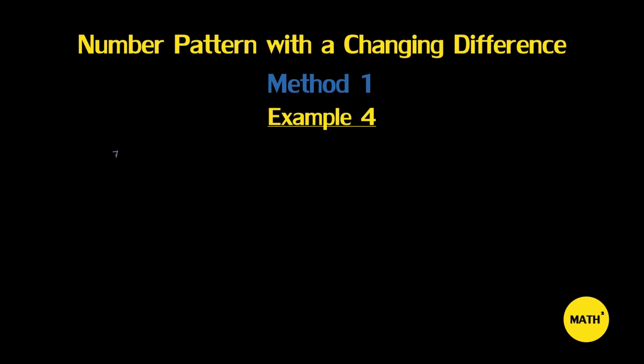Let's try one last example. You may pause the video and try working out the general term on your own. First, you find the difference between each term. We should realize that the decrement is getting larger at a constant of negative 4. Thus, the general term is in the format of Tn equals an squared plus bn plus c.